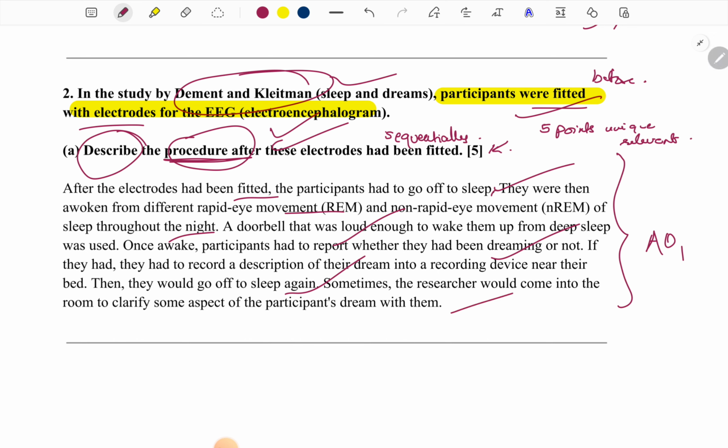Okay, and sometimes the researchers would come to clarify some aspects of the participant's dream, so those types of details are mentioned. So what is important is that you meet the requirement of the question, write the procedure exactly from where they have asked, and yes, you make sure that if it's for 5 marks, you justify it by giving 5 points, making sure that they follow a logical order.